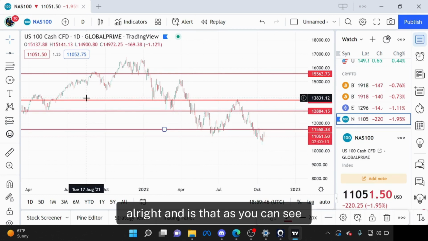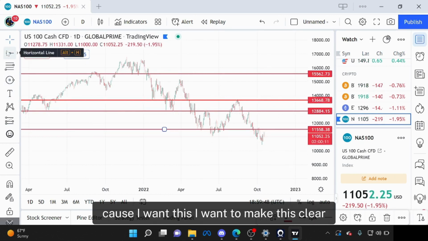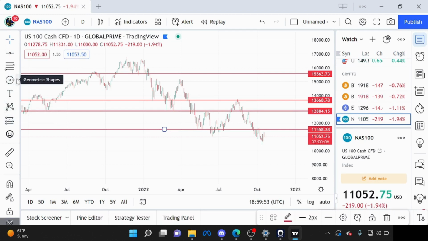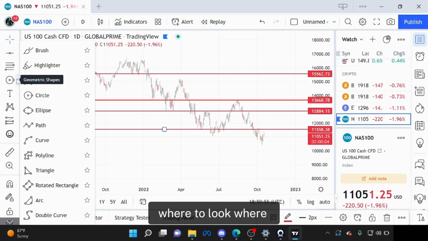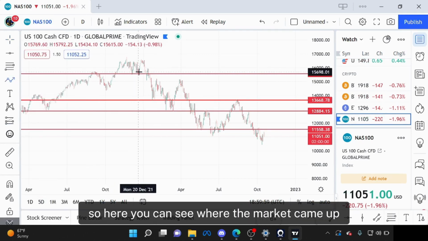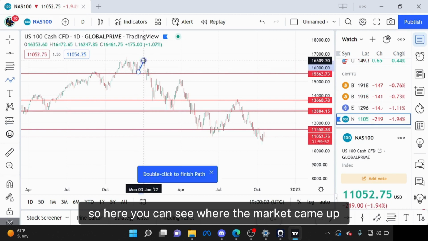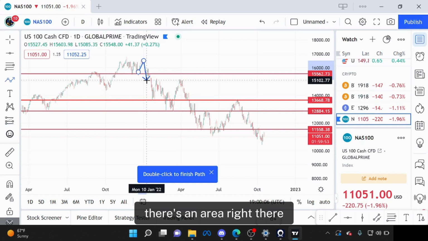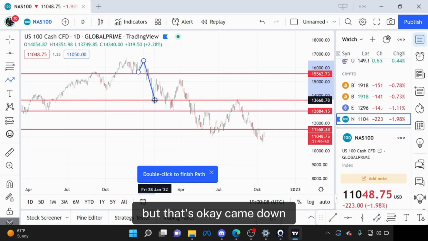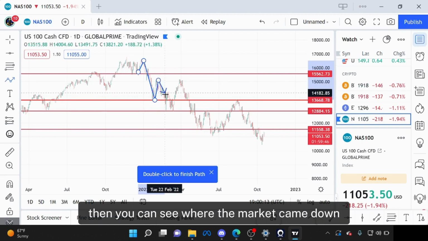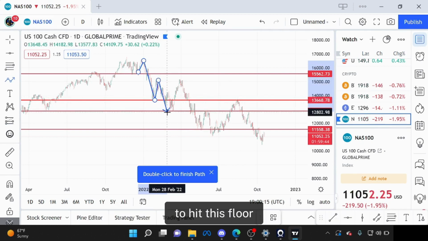All right, and as you can see, because I want to make this clear, and I want you to know exactly where to look. I want you to see it. So here you can see where the market came up, the market came down. Came down, and then you can see where the market pushed back up again. Then you can see where the market came down to hit this floor.